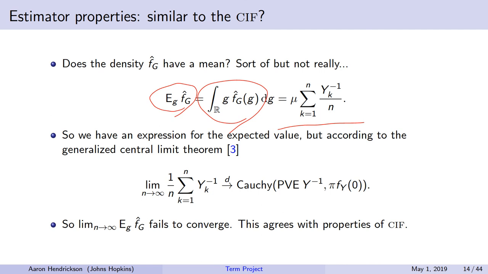So what happens is there's a generalization of the central limit theorem that goes beyond a normal limiting distribution. And it turns out that according to this generalized CLT, as we take n to infinity, this piece right here, which you'll notice is the same as this, doesn't converge to a constant as you would expect a typical sample mean to do. It's not a consistent estimator, and so it actually converges to a Cauchy random variable. It never settles down, and it fails to converge. And this does, in fact, agree with the properties of the SIF. So we're getting green lights here.